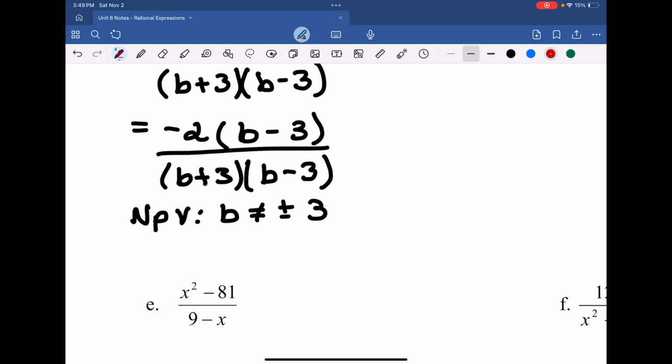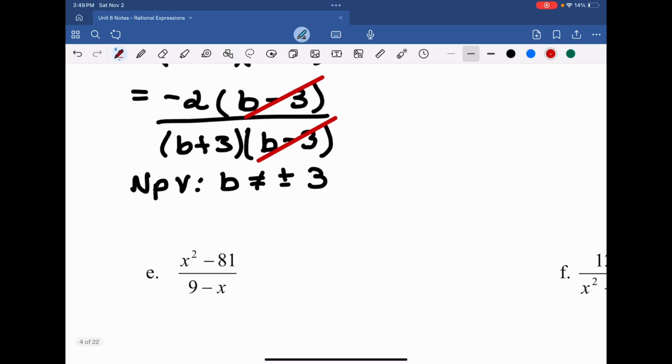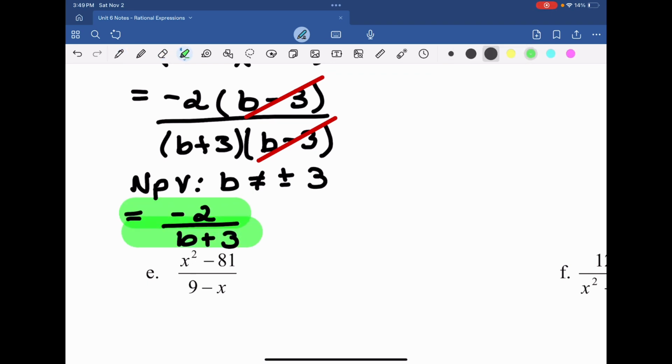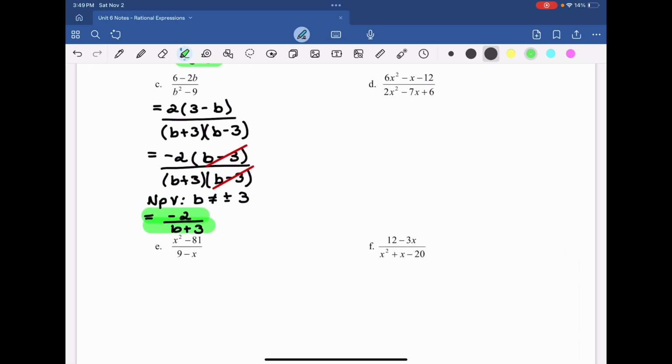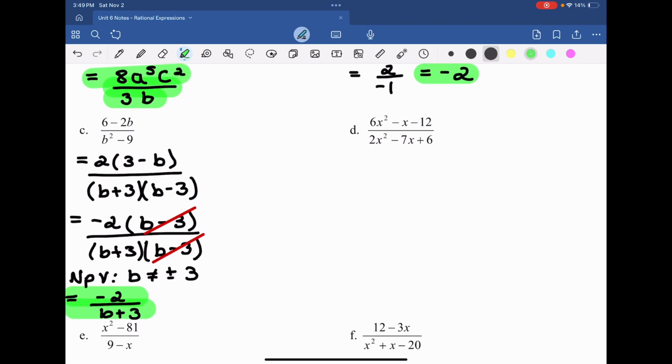And as soon as we do this, now we can cancel terms. Our b minus 3s are a common binomial. I can wipe those out. This is going to leave me with the following. Negative 2 divided by b plus 3. And that's going to be my expression left behind. So I'll make sure I highlight that here. Perfect. Okay. Now let's go over to D.